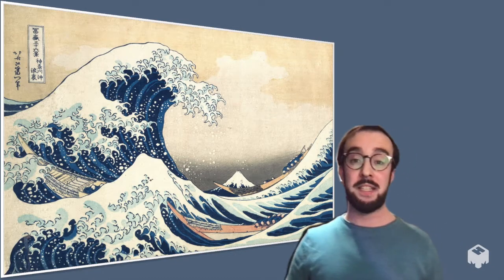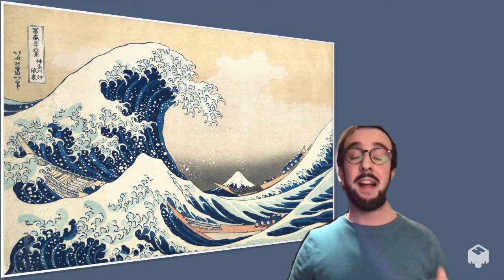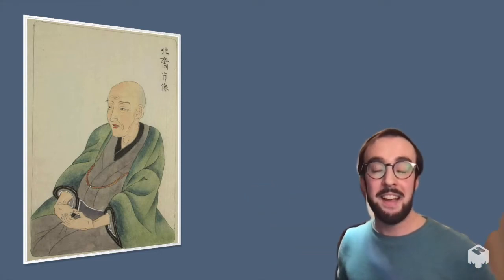It was so popular at the time that around 5,000 copies were made of it. It was art for the middle class, and it was actually pretty cheap, just the cost of a cup of noodles. The man of the hour that we need to talk about is Katsushika Hokusai, who at the age of 70 made this painting.